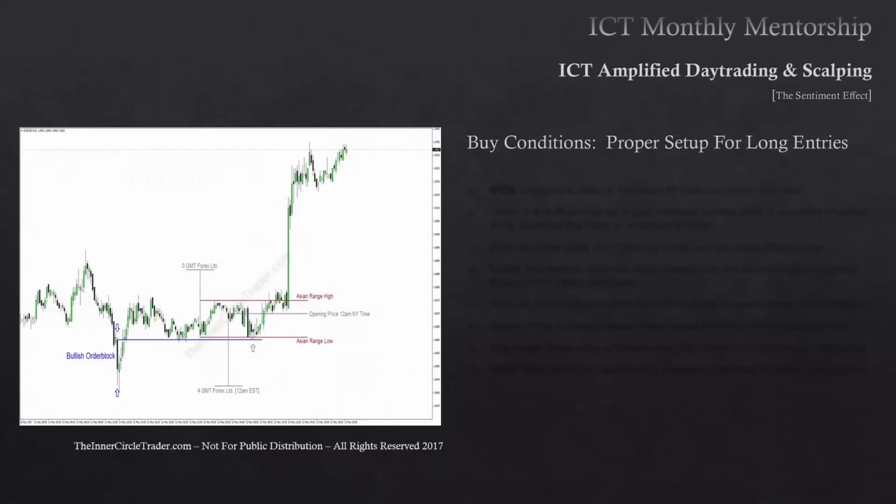Okay, buy conditions for a proper setup for long entries. Now, what we're going to be referring to is IPTA's suggestion based on the daily or minimum 4-hour discount array. It must be in play.